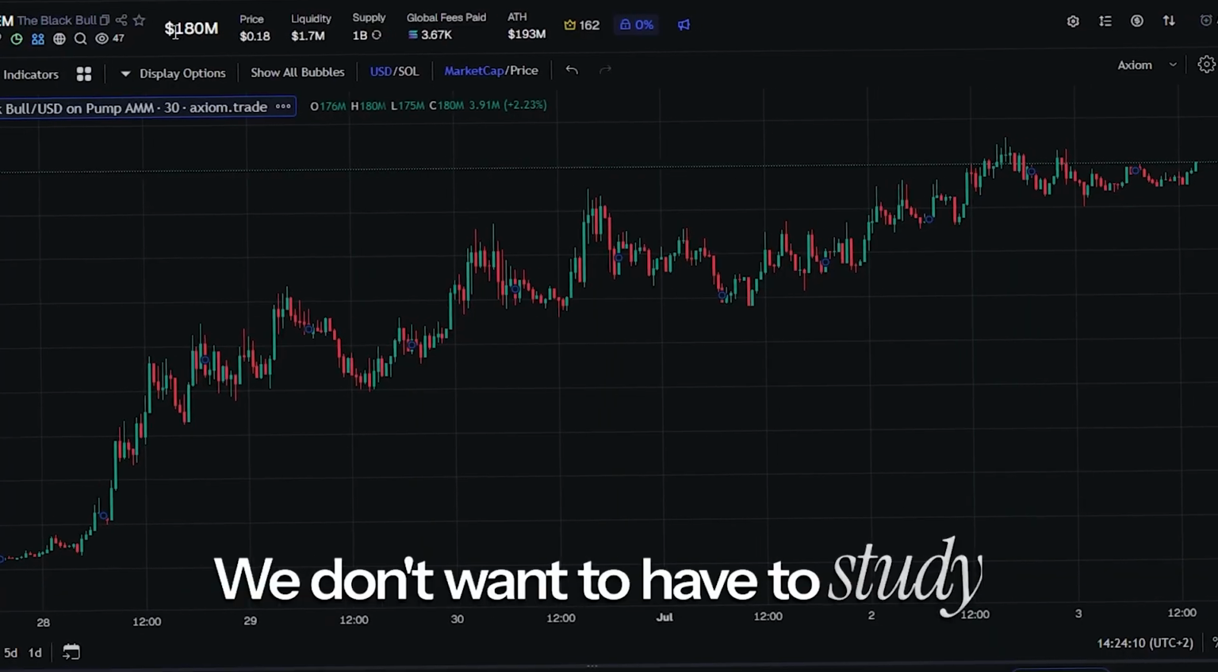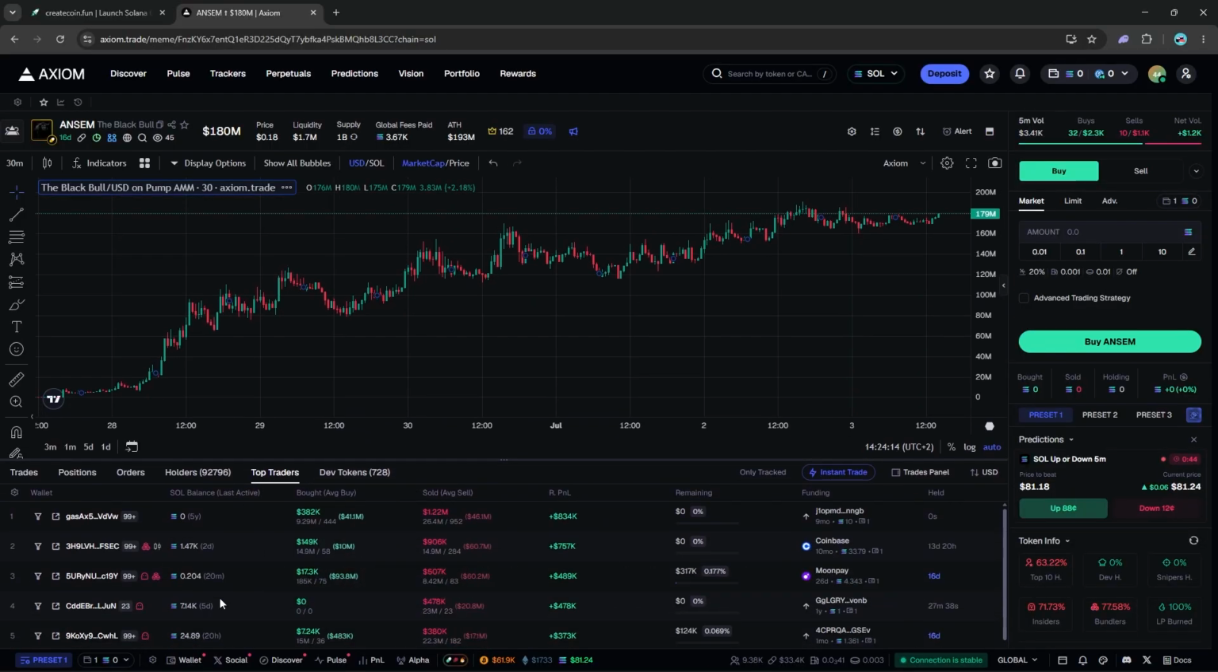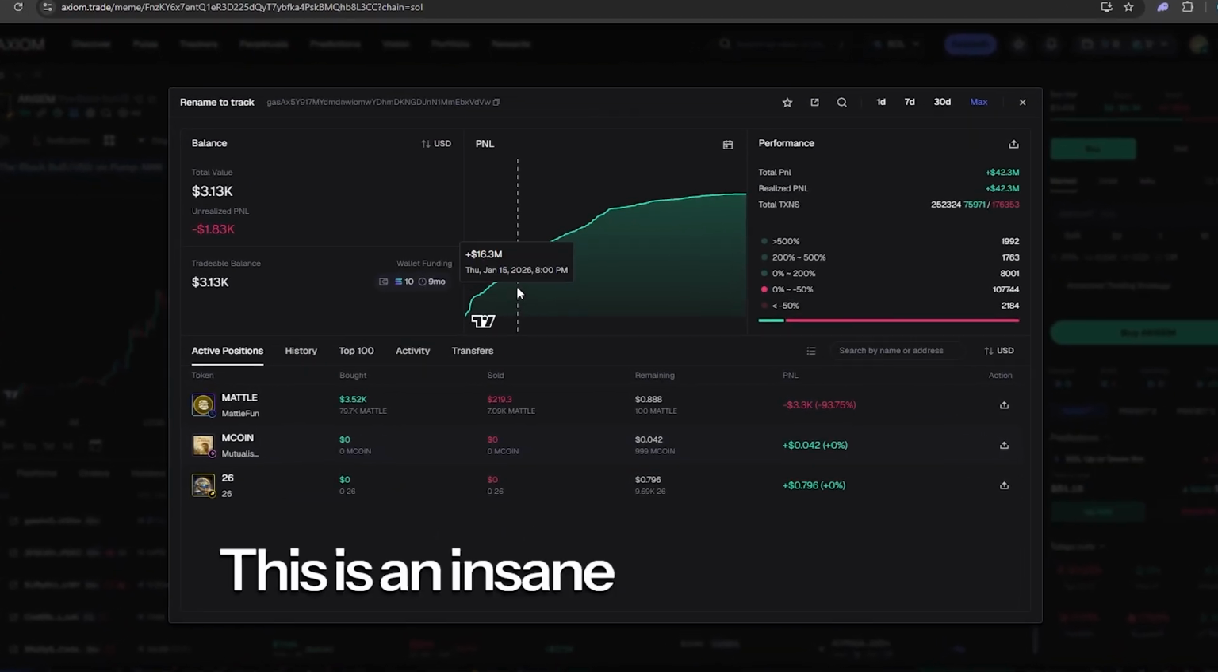We don't want to have to study all these charts and study all these numbers and have a look at some of the top traders and see how they're doing. You know, let's take a look at some of the top guys here. I mean, look at this. This is an insane profit margin.